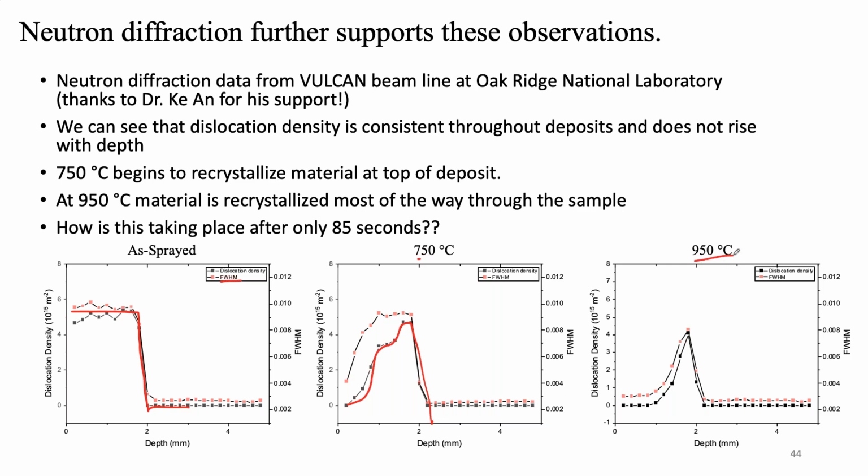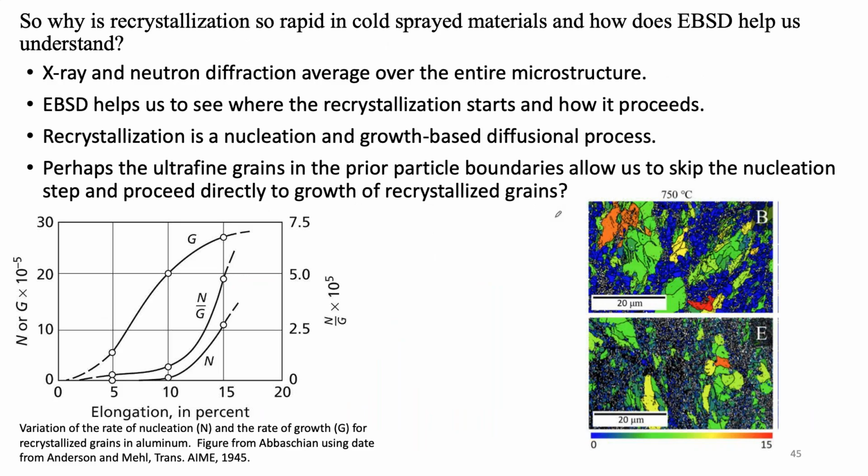And this was good, because we didn't realize this without the neutron diffraction. Even at 950C, you get rid of most of the dislocated material, but not all of it, right? There's still some left right at the interface with the substrate material. So why is this going on? And I'm almost done. I've got about 2 slides left.